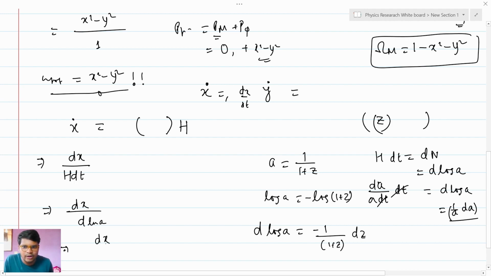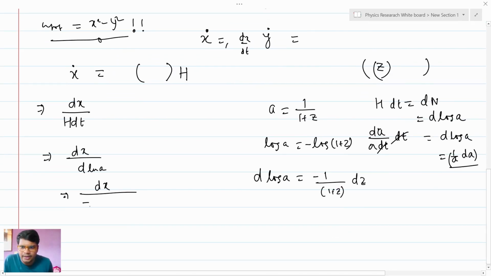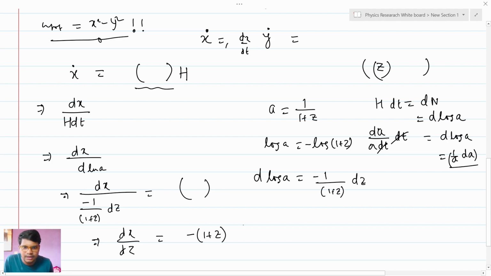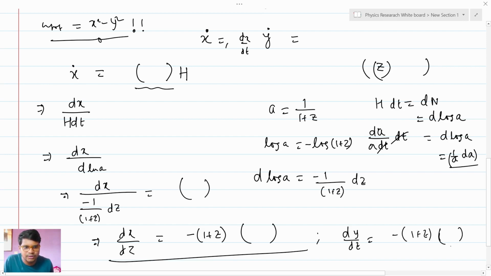So what I'm saying is that this is dx over d log a. And what is this d log a? D log a is equal to minus 1 by 1 plus z into dz. So whatever you have already written over here is going to be modified a little bit. Dx over dz is equal to minus 1 plus z times this. The same thing will happen: dy by dz is equal to minus 1 plus z into this, right?